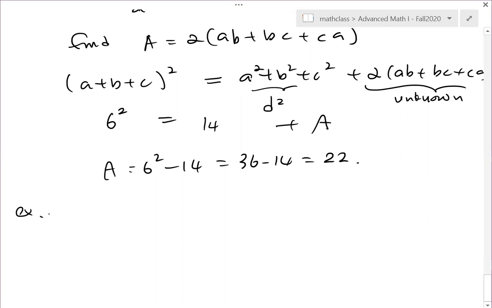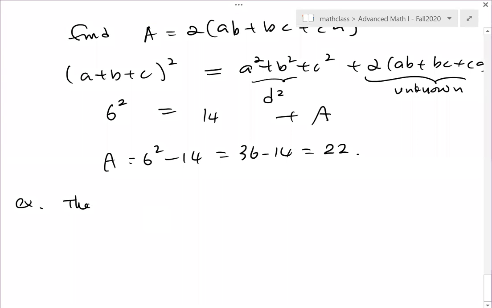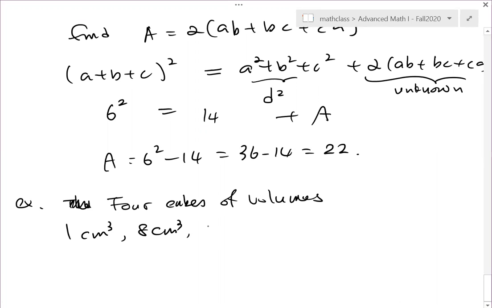Okay, a rectangular box, I know that. Now let's try different problems. Okay, I have 4 cubes, 4 cubes of volume. They are given as 1 cubic centimeter, 8 cubic centimeters, 27 cubic centimeters, and 125 cubic centimeters. Okay, they are grouped together.